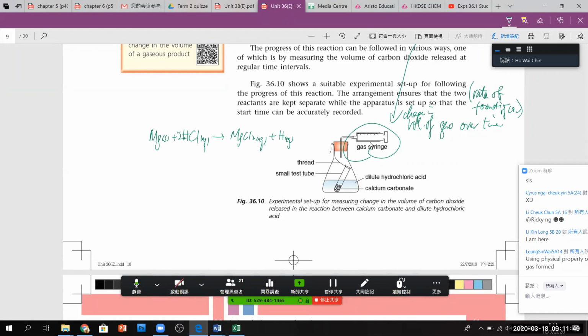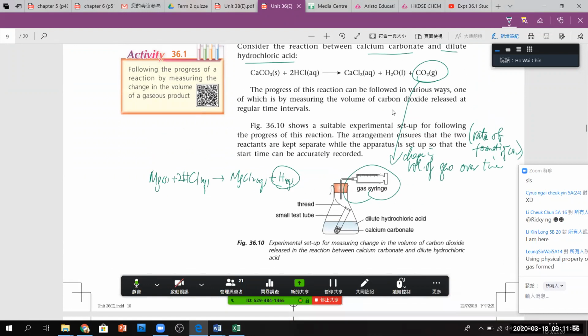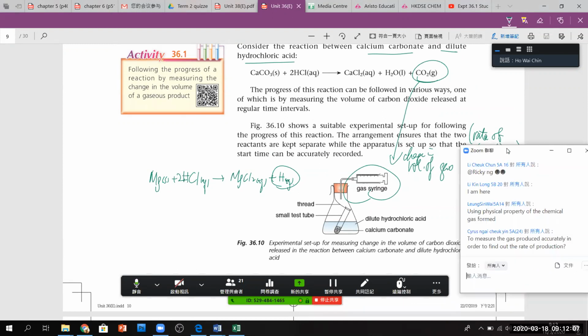What do they have in common? We are going to measure the change in production of the gas. And the purpose of using this thread is to what? Yes, to measure the gas produced accurately. What is meant by accurately?